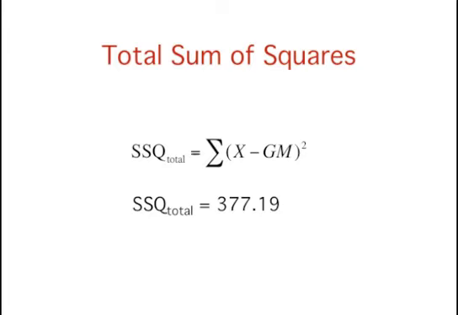This formula says to take each score, subtract the grand mean from it, square the difference, and then sum up these squared values. For the smiles and leniency study, SSQ total equals 377.19.